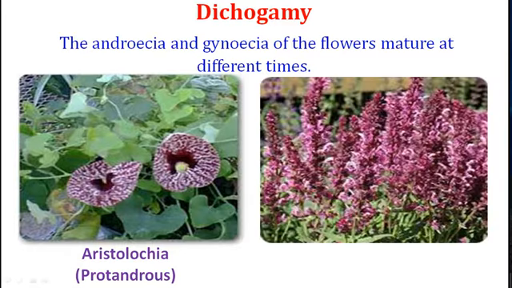But another plant is salvia. It is protogynous. The gynoecium matures earlier than the androecium. So they must have cross-pollination. These two plants have been discussed in case of entomophily in the earlier section. In Aristolochia there was an insect trap mechanism, and in salvia there was a lever mechanism of pollination.